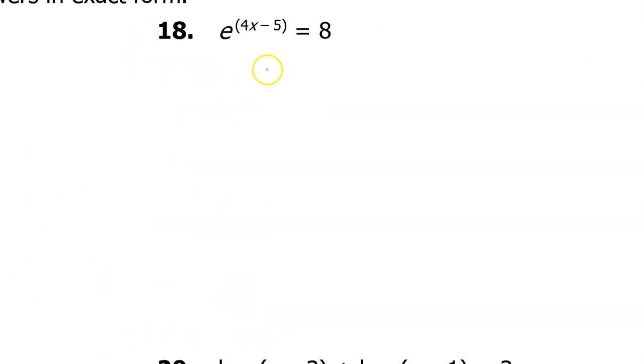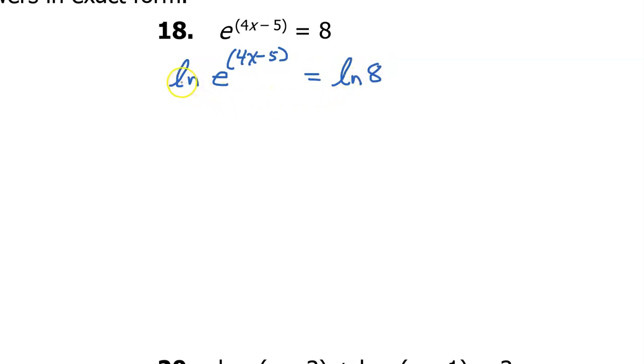For number 18, we will have to use a different method. There's no way to rewrite the number 8 with a base e. Instead, what you want to do is take the natural log of both sides of the equation. So this will become natural log of e to the 4x minus 5 power is equal to natural log of 8.